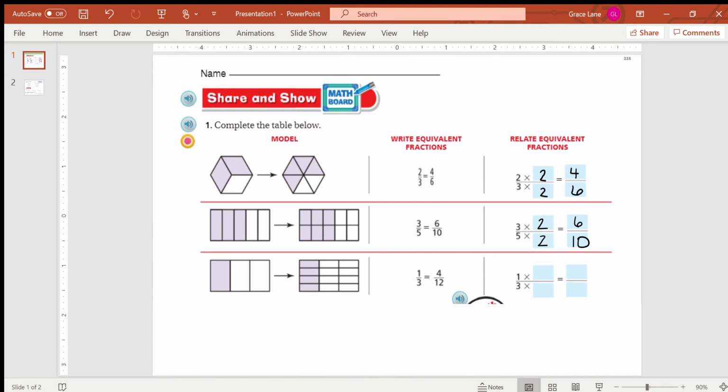And then the last one, 1/3 and 4/12. What are you multiplying by? This one I think is times 4. 1 times 4 is 4. 3 times 4 is 12. Okay, so that's using the model. And now we're moving away from the models.